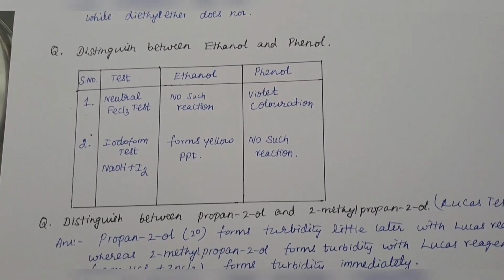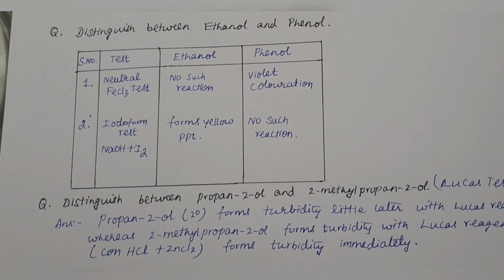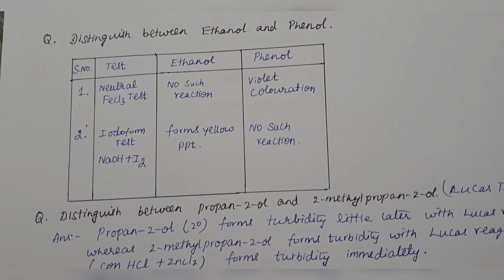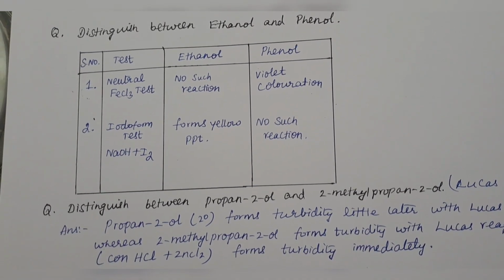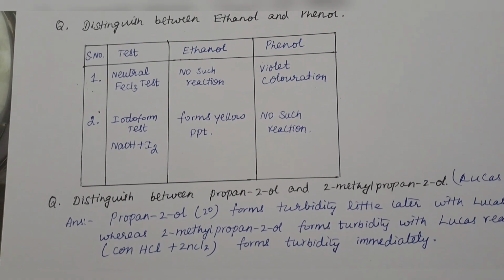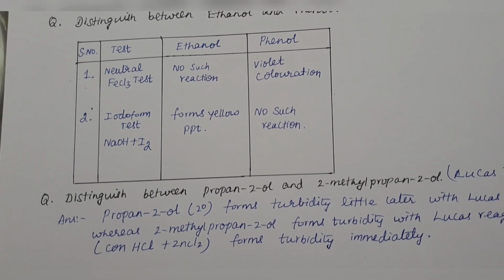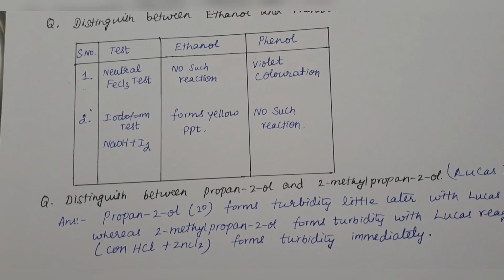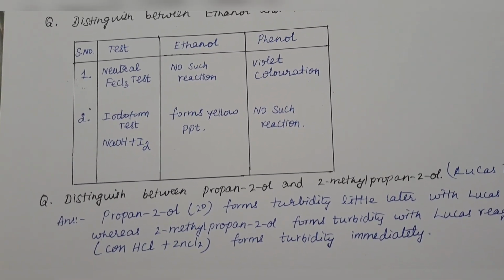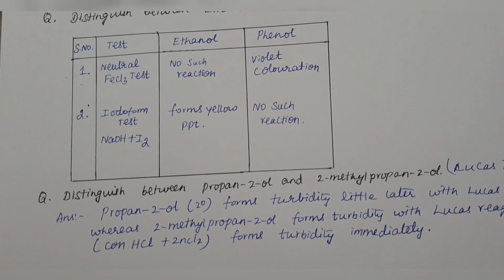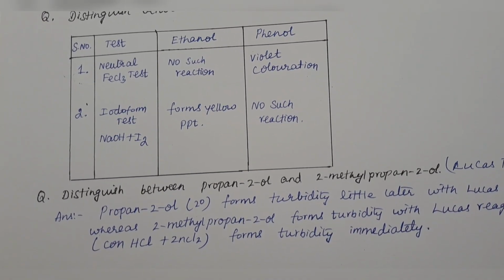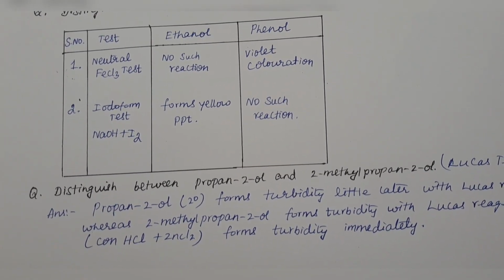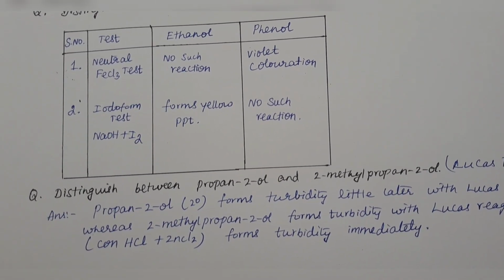The next question is distinguish between ethanol and phenol. Here we can write even like a tabular column or like a sentence. For this I have written a tabular column. Here the test name is neutral ferric chloride. In ethanol, no such reaction, whereas phenol forms violet coloration. The next is the iodoform test. Your reagent is NaOH and iodine. This is a positive test for ethanol. Ethanol gives a yellow precipitate of iodoform, whereas phenol gives no such reaction.